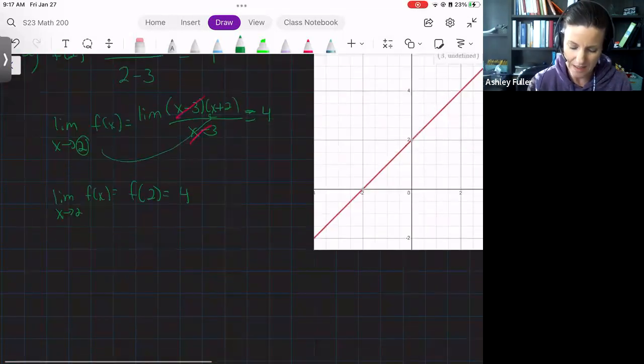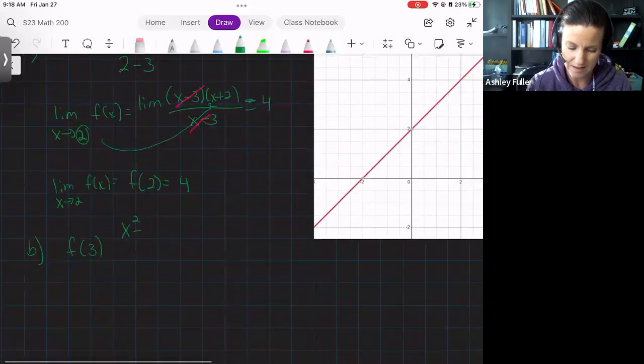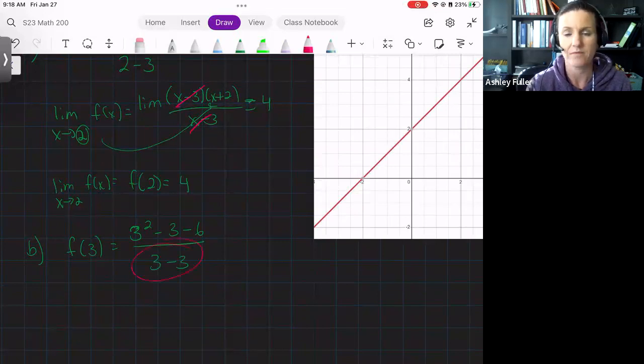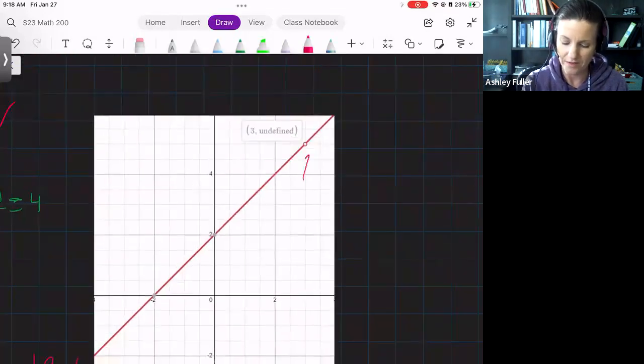If we look at 3, we are going to show the same steps, but when we plug in 3, notice that we get x squared minus x minus 6, which is going to give us 3 squared minus 3 minus 6, and then the bottom is 3 minus 3. This gives us something undefined. So since the function itself is not defined, we have violated the first condition of continuity. And as you can see here, there is a hole there in the graph, so the function is discontinuous.